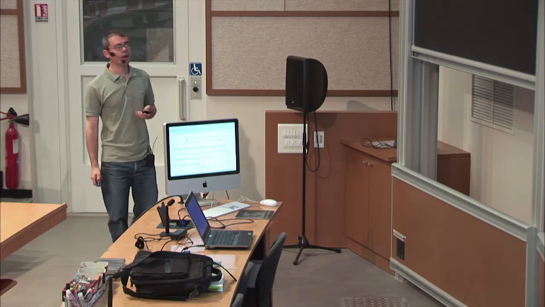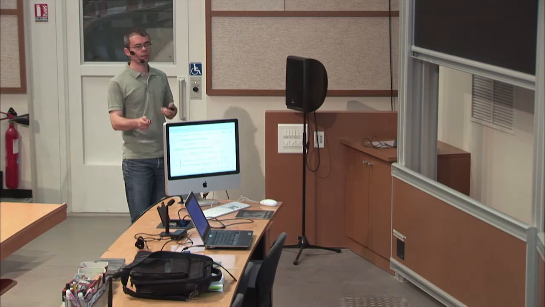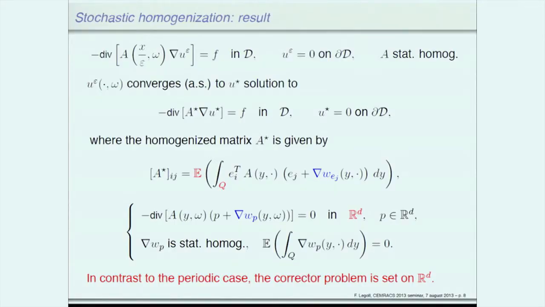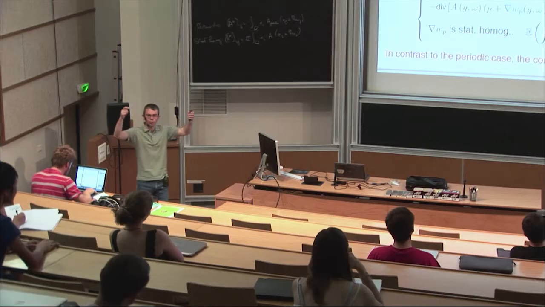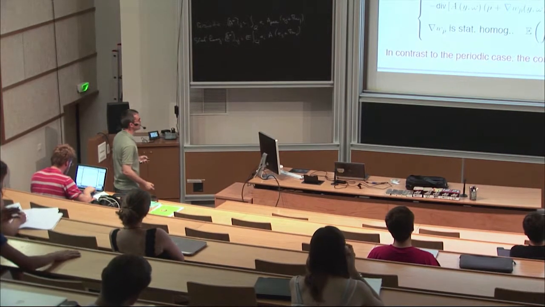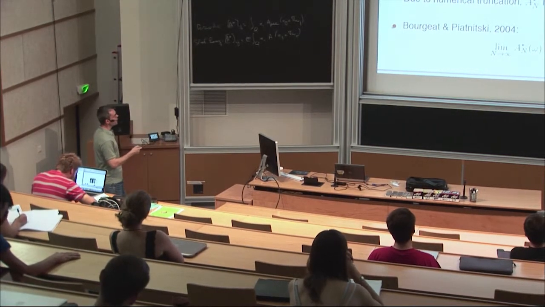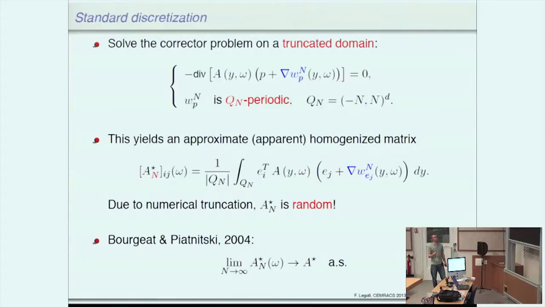So in practice, nobody can solve a problem set on R^d. So a standard procedure is a truncation procedure. Instead of solving on R^d, what you do is you solve on a very large box and you let the size of the box go to plus infinity. So I consider the same problem here, but now set on Q_n, which is an extremely large box, minus n to the d. And in the end, I will send n to plus infinity. So I consider again the same equation on Q_n.